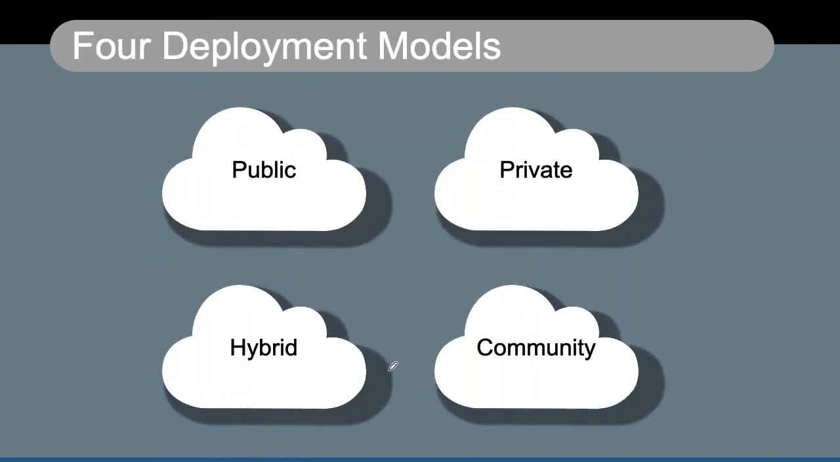Now, what are these 4 different deployment models? These 4 deployment models are called public cloud, private cloud, hybrid cloud and community cloud. We are going to talk about all these different deployment models one by one.